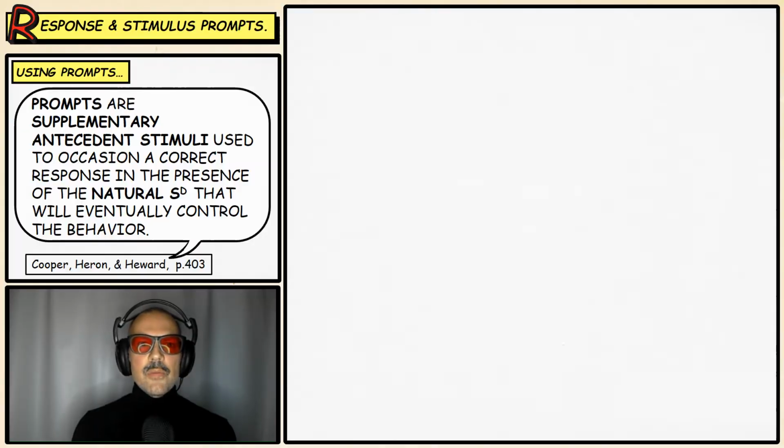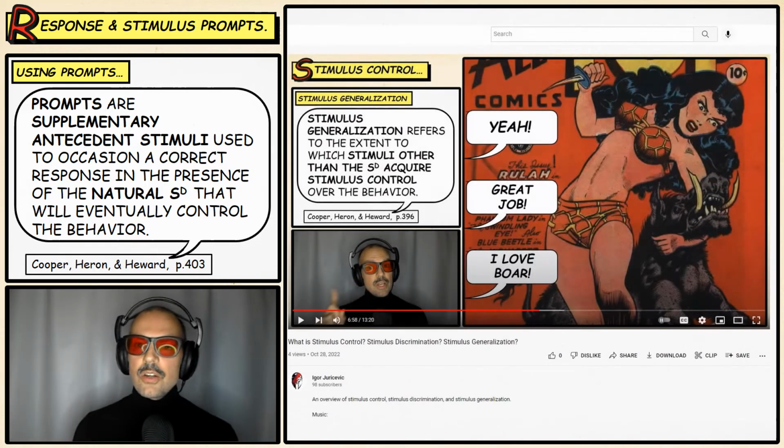All right, so last time we talked about stimulus control, where we bring a behavior under the control of a discriminative stimulus so that it occurs more often in the presence of that discriminative stimulus and less often when the discriminative stimulus is not there. And if you haven't watched that video, I highly recommend you go back and check it out before watching this video, because today we're going to be talking about response and stimulus prompts.